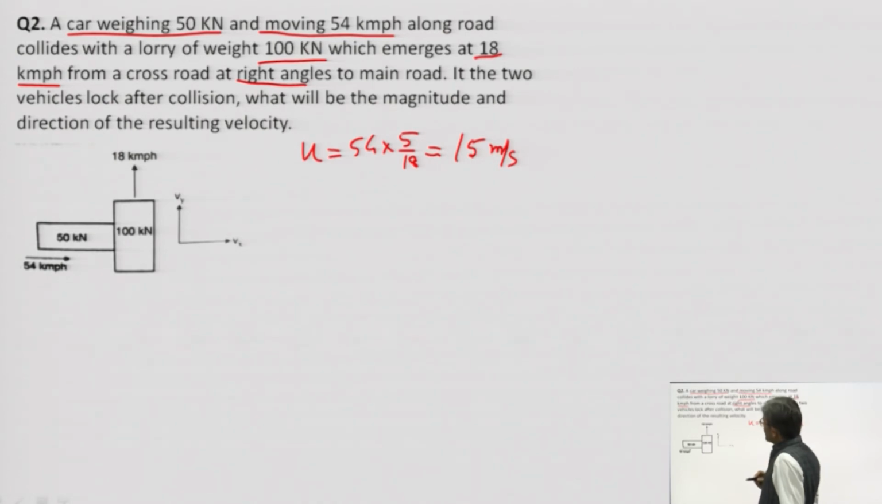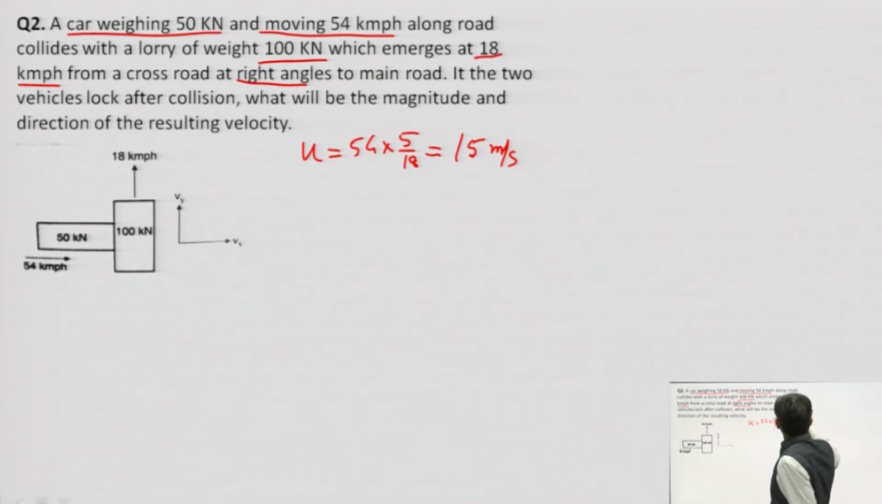If two vehicles lock after collision, what will be the magnitude and direction of the resulting velocity? Actually, here the force causing motion has been destroyed.